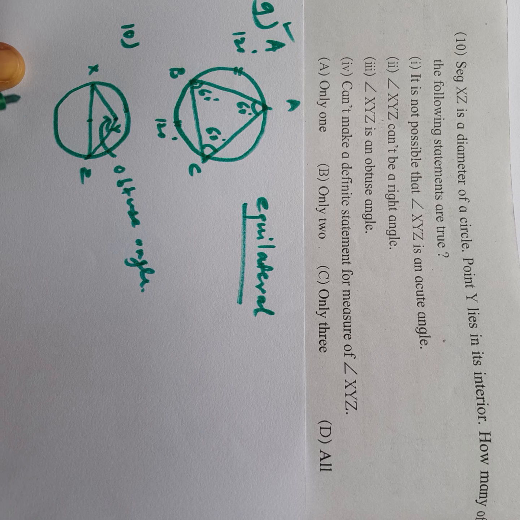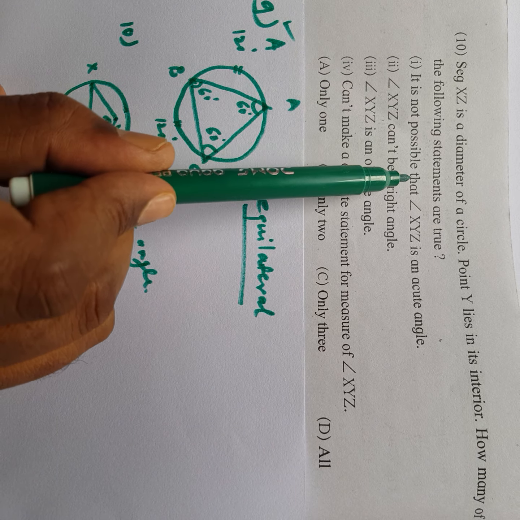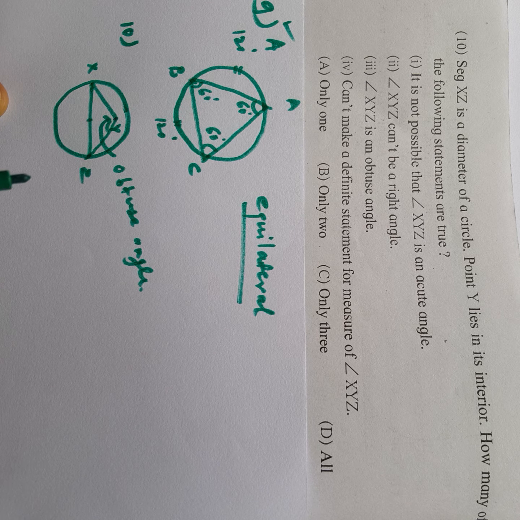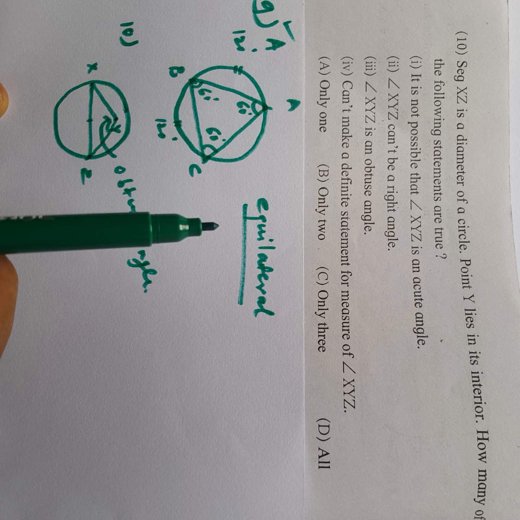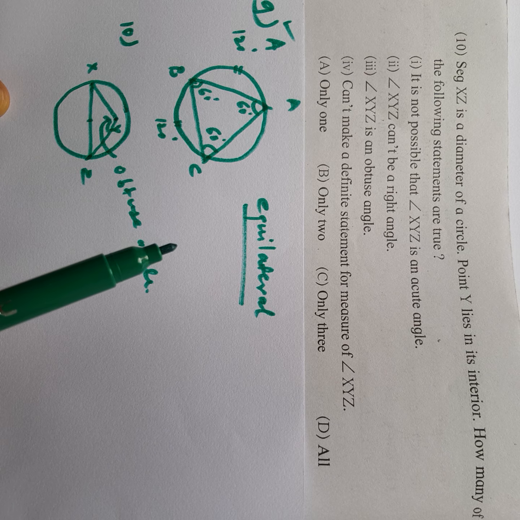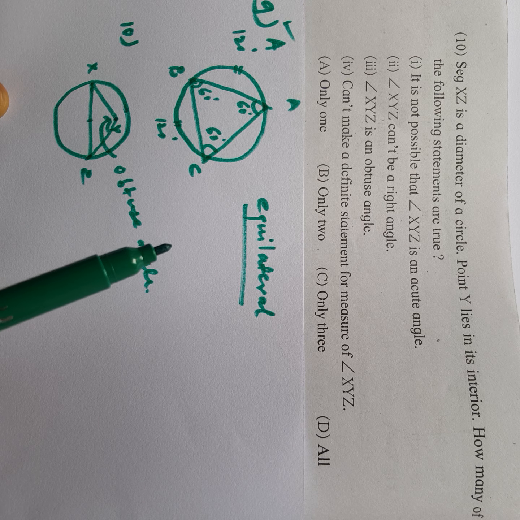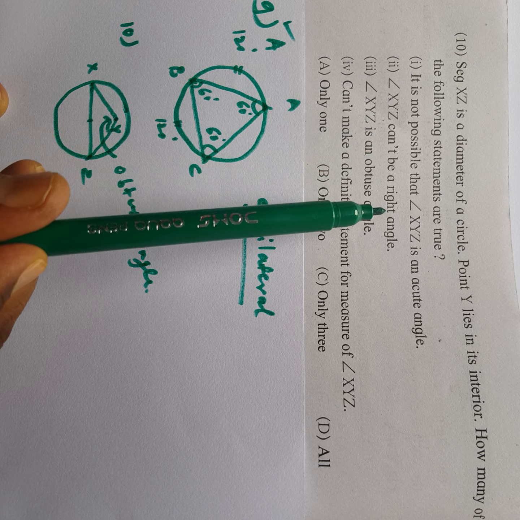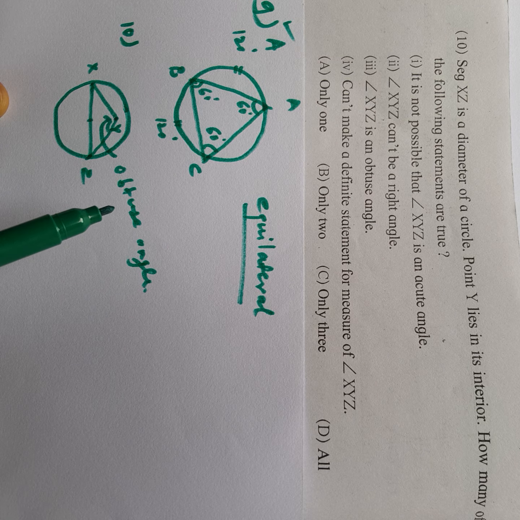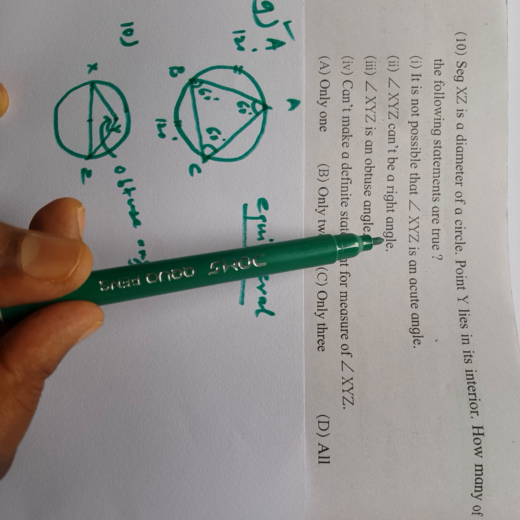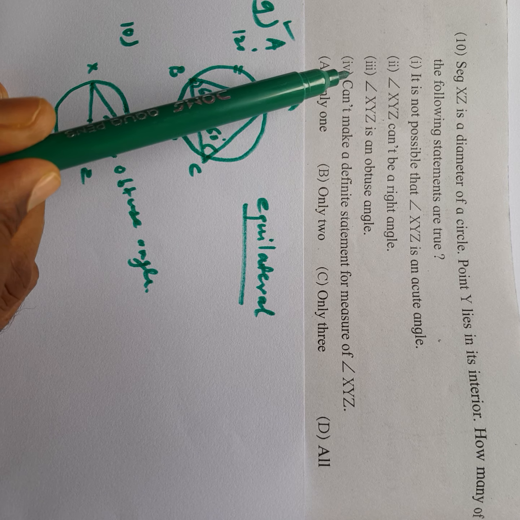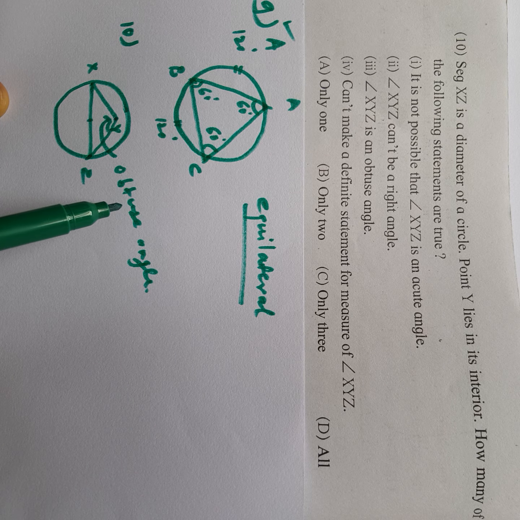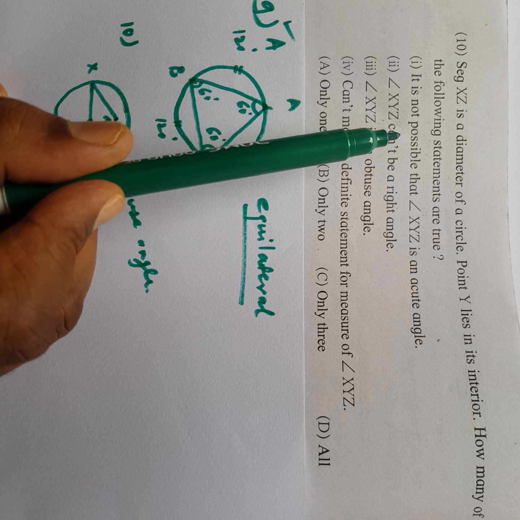Then we will read the options first. It is not possible that XYZ is an acute angle, means the first statement is true. It is obtuse angle, means not acute angle. Second, angle XYZ can't be a right angle. It is obtuse angle, means it is not a right angle. It is also correct. Third, angle XYZ is an obtuse angle. We have already stated it. Therefore, these three statements are true.